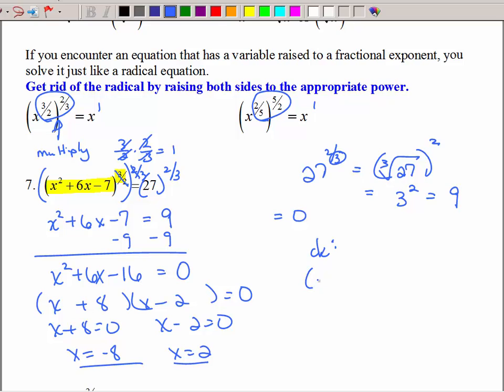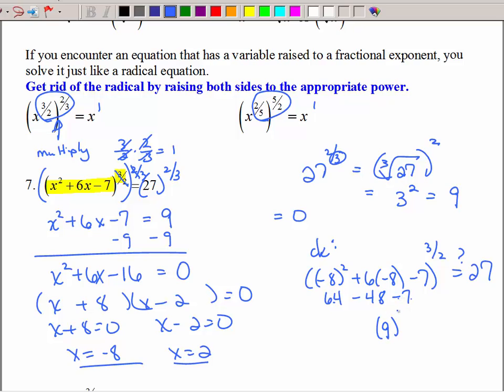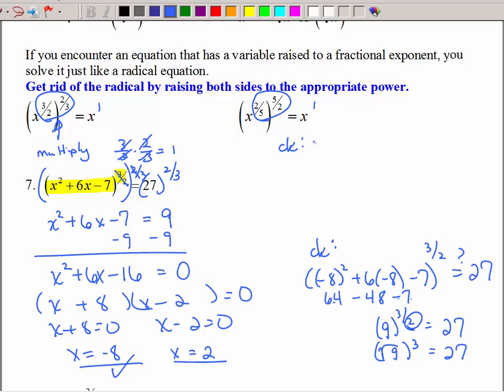Okay, so we're checking, does negative 8 squared plus 6 times negative 8 minus 7 to the 3/2 power really equal 27? Okay, a calculator would be nice, but I think we can do it without it. So we have 64 minus 48 minus 7. Let's see, that's 16 minus 7 is 9. Does that equal 27? Well, let's see. That's the square root of 9 cubed. Yes, that's 27.